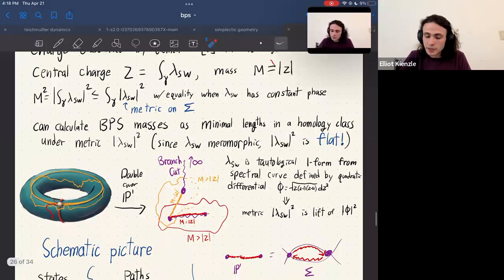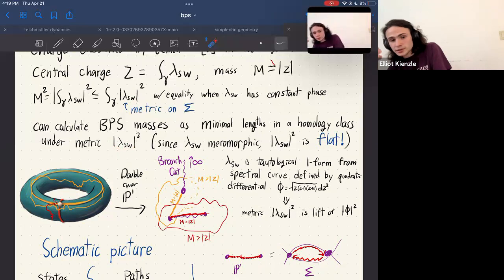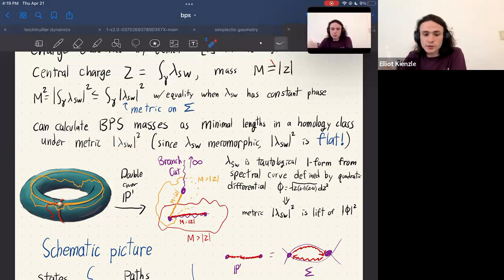Yeah, so we can calculate BPS masses with this trick because we're relating BPS masses to the lengths of these geodesics. And in fact, it's important to note that these metrics are going to be flat. That's the really cool thing about these. That's in general what these sort of metrics do. They give you flat metrics on the surface, but there are some zeros and poles, so it's interesting to study these.